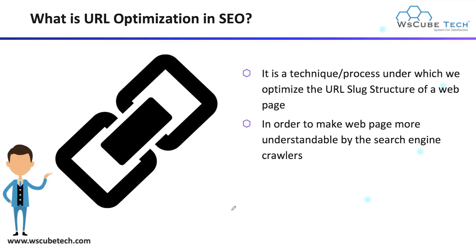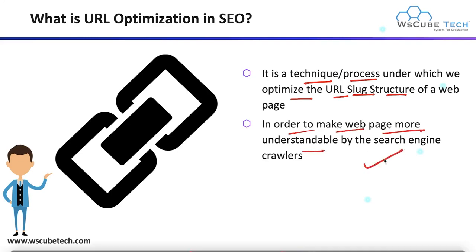So let's start with a brief definition about URL optimization. What URL optimization is. So basically, URL optimization is a technique or a process under which we optimize the URL slug structure of a web page in order to make your web page more understandable by the search engine crawler. How we can do that? Let me show you a live demo here.